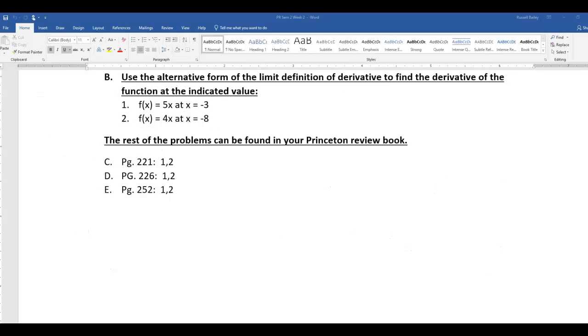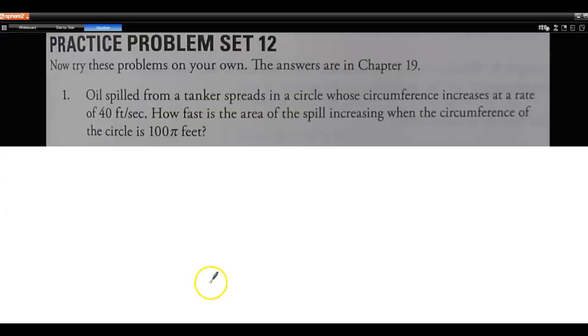All right, the rest of it is in your Princeton review book. So let's go ahead and I'm going to do number 1 from each of these sets. So let's go ahead and turn our attention to page 221. Okay, let's read our problem here.